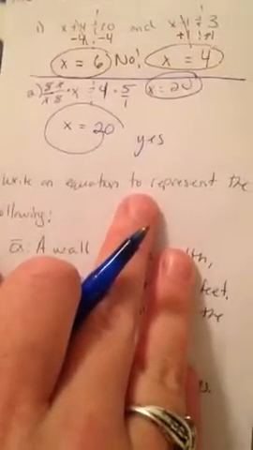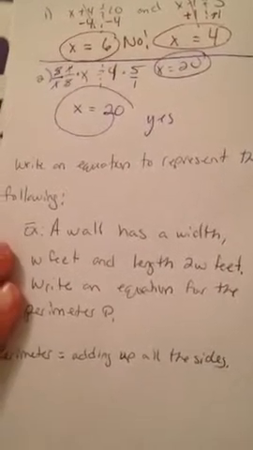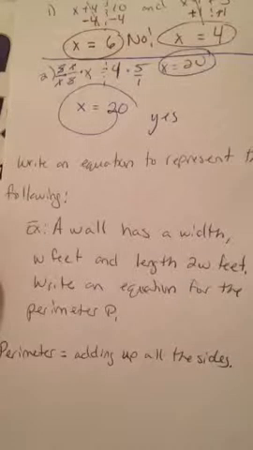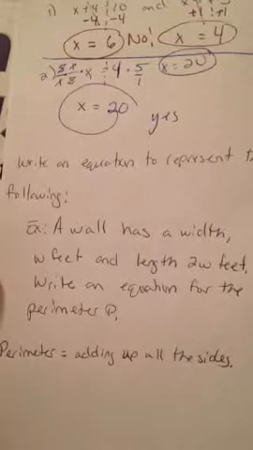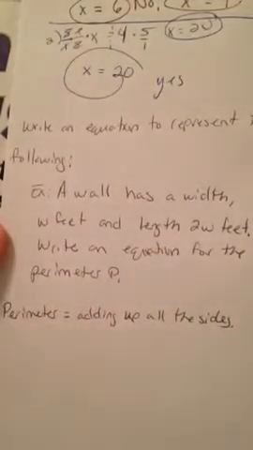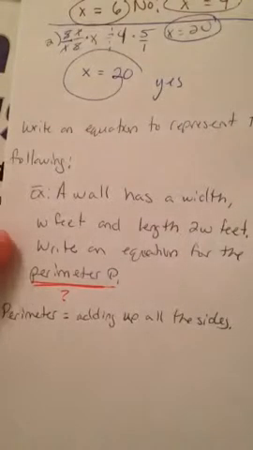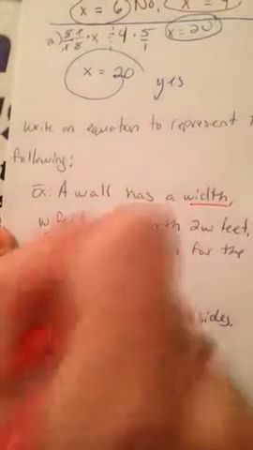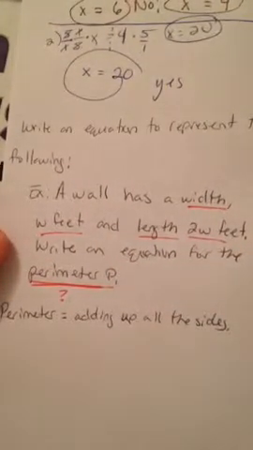Okay. The next section is asking me to write an equation to represent the following. Sorry, you guys can't see all that directions there. It says a wall has a width of w feet and length of 2w feet. Write an equation for the perimeter P. So it's asking me to find the perimeter. So that's my question piece here. And then if I read this again, it says a wall has a width of w feet and a length of 2w feet. And it wants me to write an equation for that.